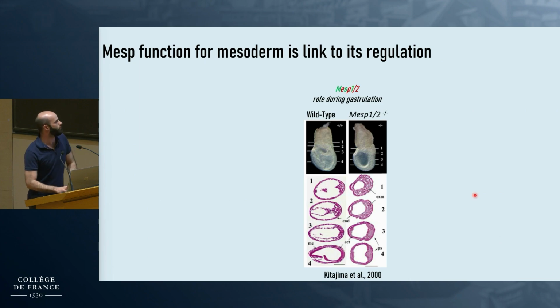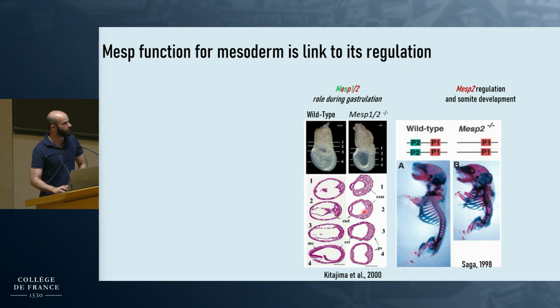So now, what do these genes do? Are they important for development? So if you knock out both MESP1 and MESP2, the mouse don't gastrulate. They are not able to progress past the gastrulation state. You have an accumulation of mesodermal cells at the site of the primitive streak. Now, if you remove just MESP2, what you have is a fusion of the vertebrae, so strong somitic phenotypes.